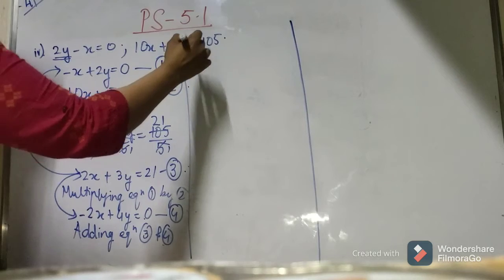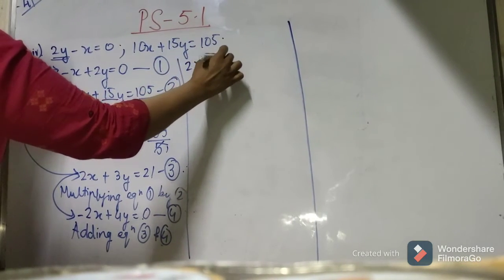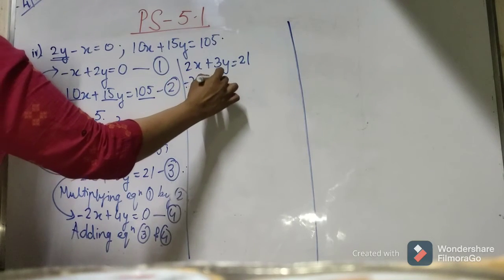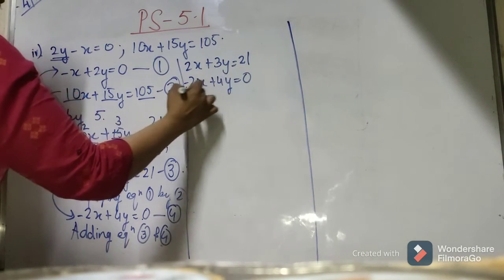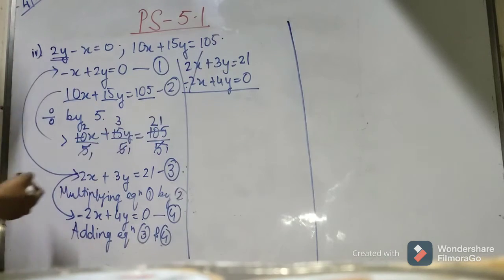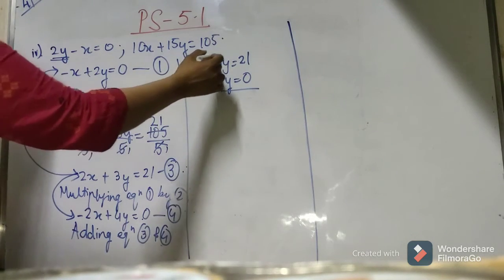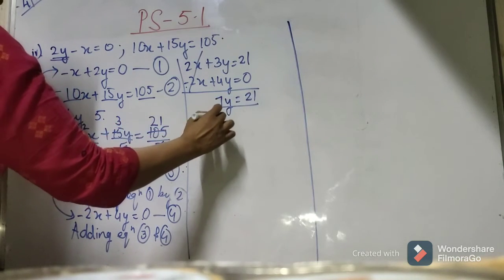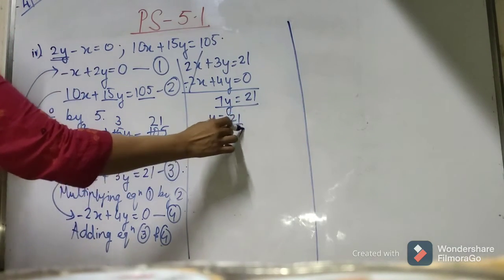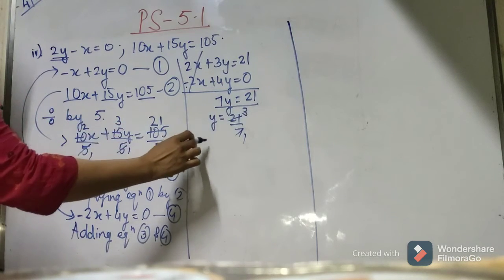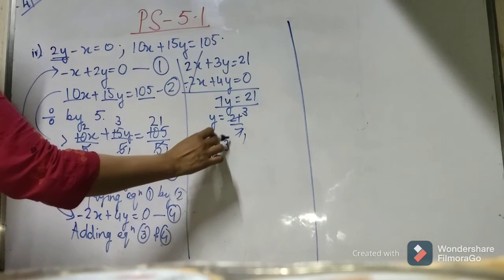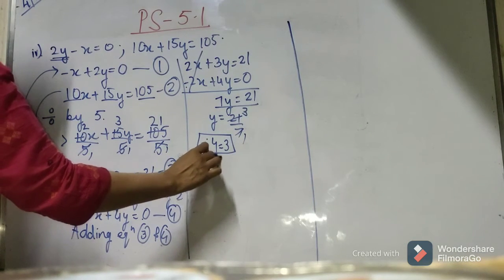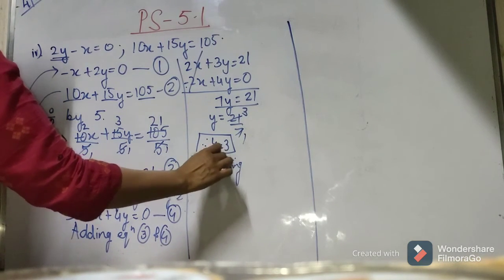What is my equation 3? 2x plus 3y is equal to 21 and minus 2x plus 4y is equal to 0. Here I can see I am getting rid of or eliminating 2x. So 3 plus 4 is 7y is equal to 21. So y will be 21 upon 7. 7 ones are 7, 7 threes are 21. So I got the y variable as 3. Now I am substituting y is equal to 3 in equation 1.